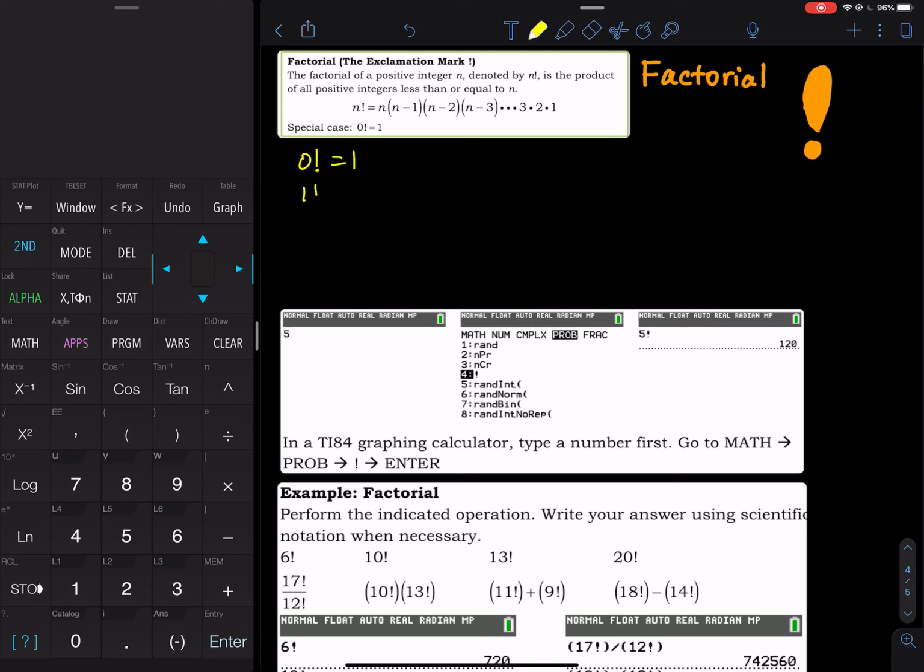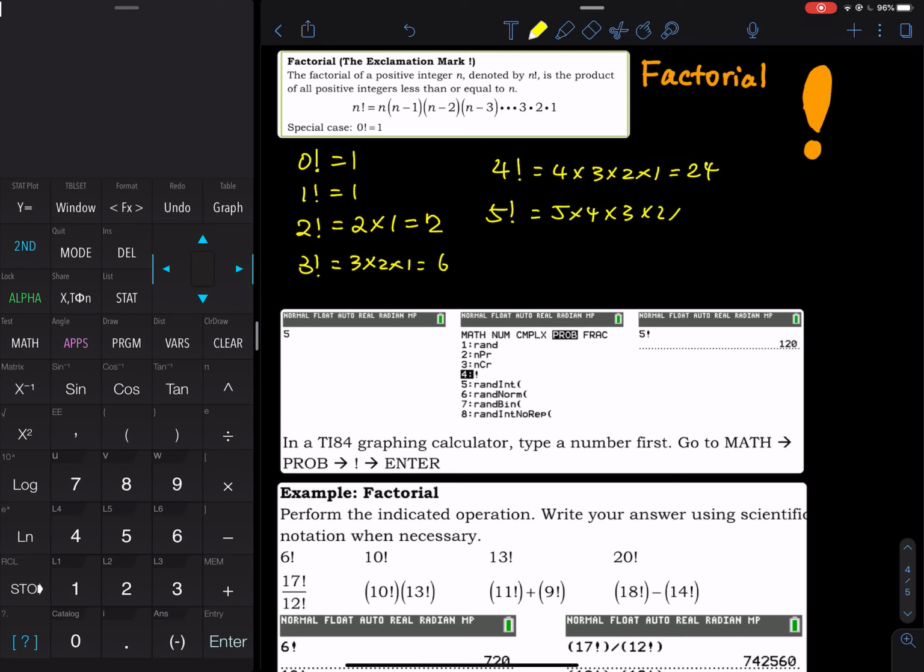1 factorial is just 1. 2 factorial is 2 times 1, equals 2. And then 3 factorial is 3 times 2 times 1, equals 6. And then 4 factorial is 4, 3, 2, 1. That is 6 times 4, equals 24. And then 5 factorial is 5 times 4 times 3, 2, 1. That equals 120.